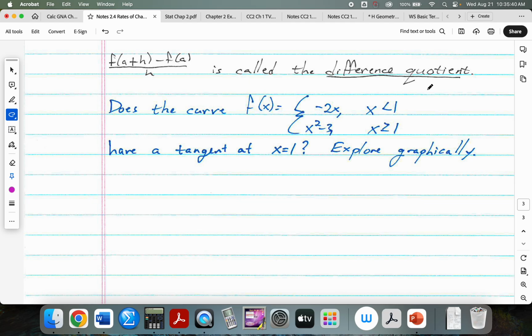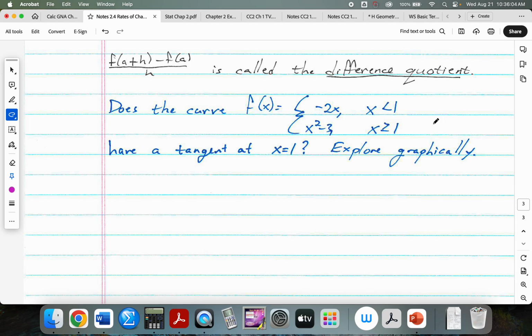So a quick question, does the curve f of x equals negative 2x for x less than 1, and f of x is equal to x squared minus 3 for x is greater than or equal to 1, have a tangent at x equals 1? And we want to explore that graphically.